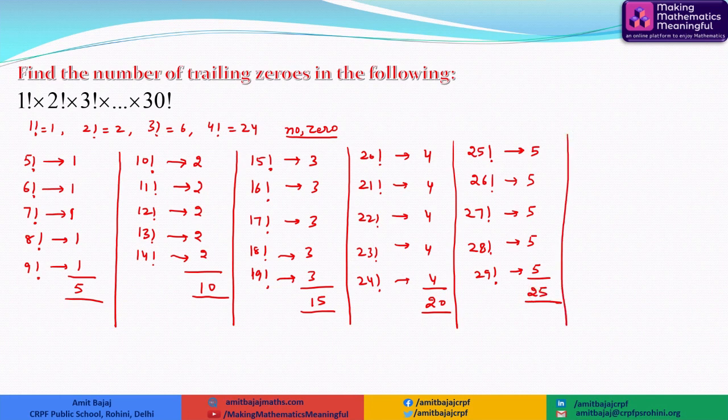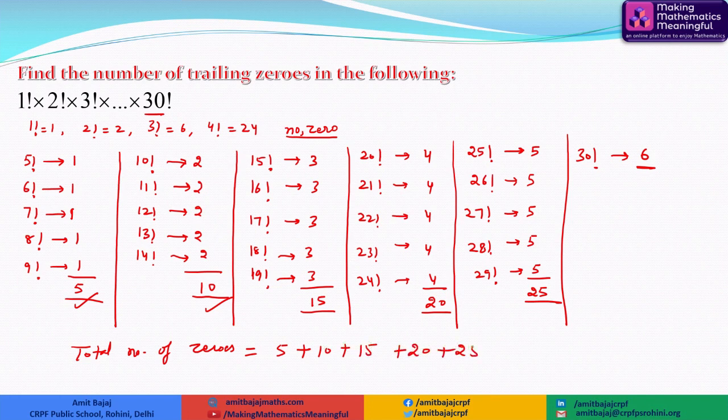And in our problem, we already have the last term, 30 factorial, which clearly gives us 6 zeros. So the total number of zeros would be 5 plus 10 plus 15 plus 20 plus 25 and the last one 6, which is equal to 81 as your required answer.